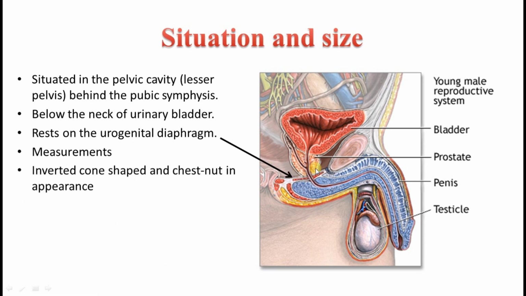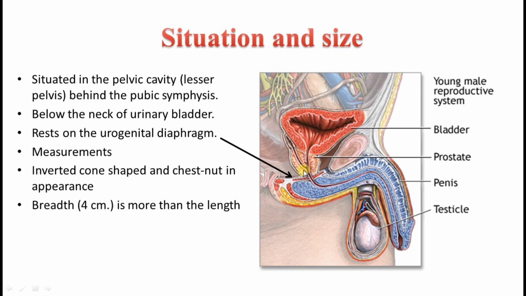So measurements, it is chestnut shaped. It is usually described as a chestnut shape, and the transverse diameter, the breadth, is more than the length, which is 4 centimeters breadth and 3 centimeters length. One of the organs where the breadth is more than the length.